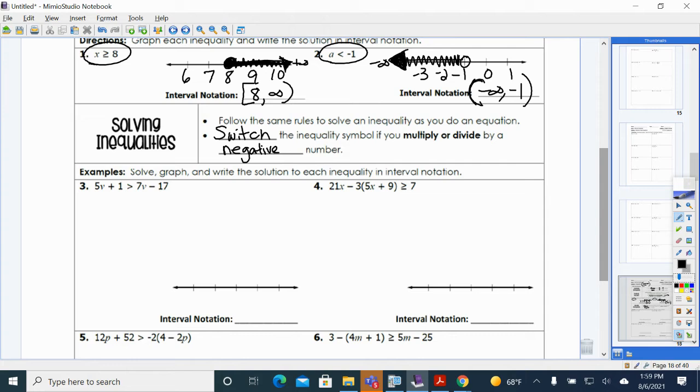Looking at example number 3, it says 5v plus 1 is greater than 7v minus 17. I'm going to subtract the 7v from both sides.